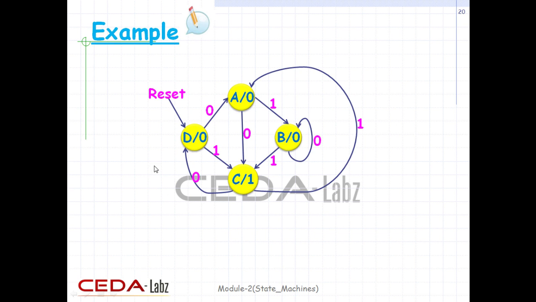It is a state diagram of a Moore machine. As we can see, the transition only depends on the current state. Now we will design this state machine using Verilog.